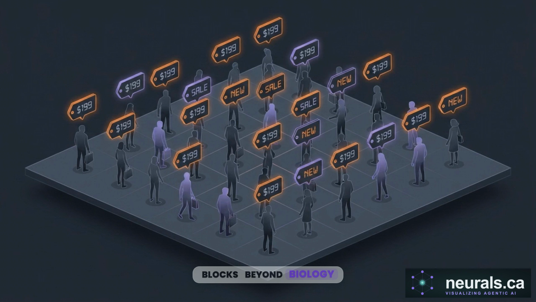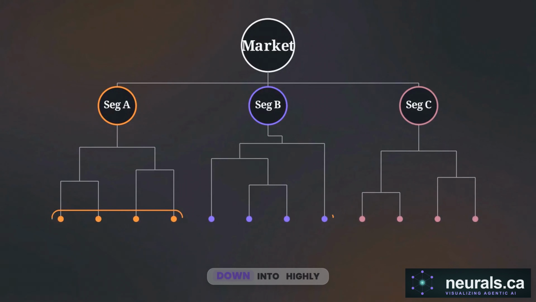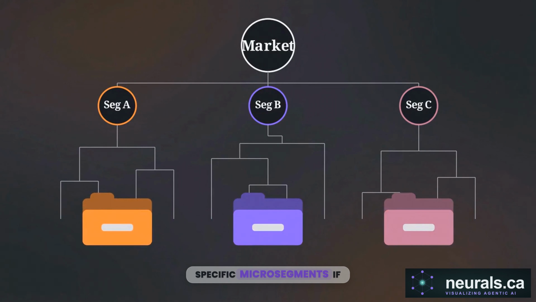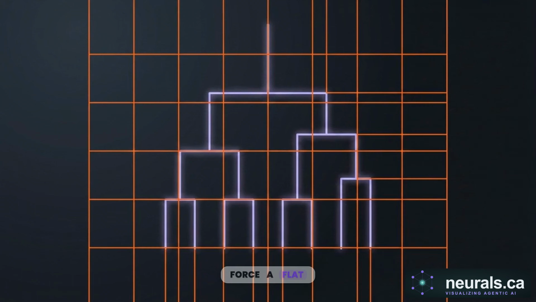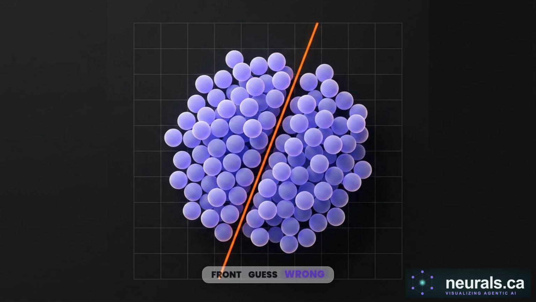Beyond biology, this translates directly to commerce. When segmenting customers or sorting documents, it helps to identify broad categories that can be drilled down into highly specific microsegments. If you try to force a flat algorithm like k-means onto this kind of structure, you have to guess the target number of groups, the k-value up front. Guess wrong, and you risk slicing natural groupings in half.